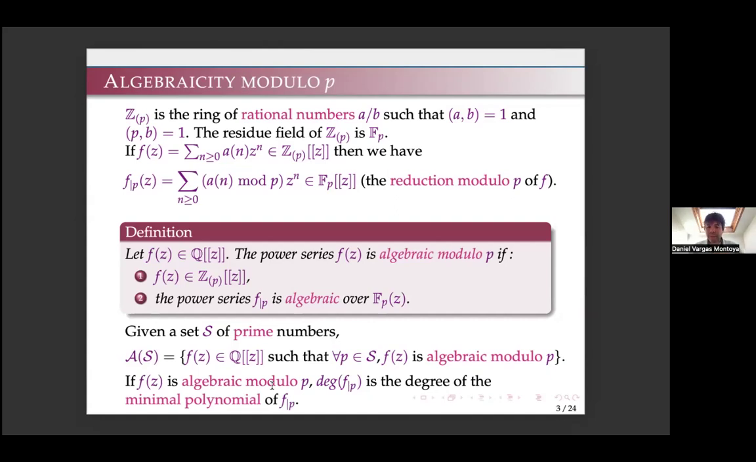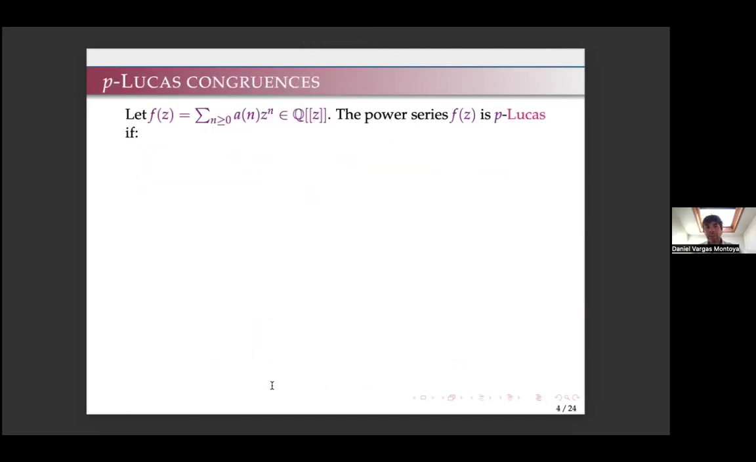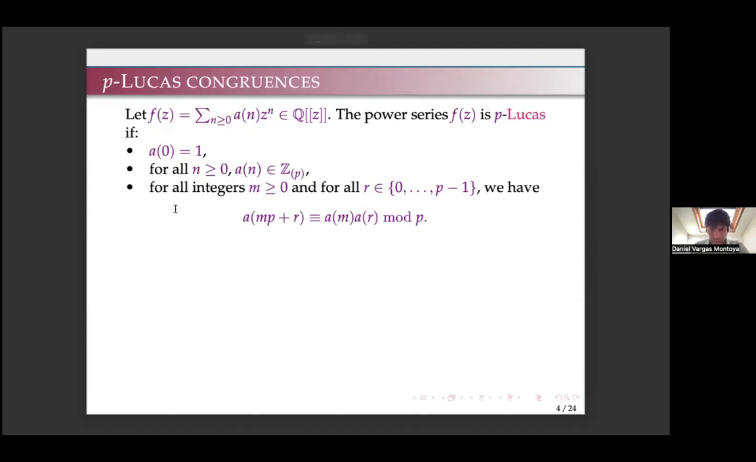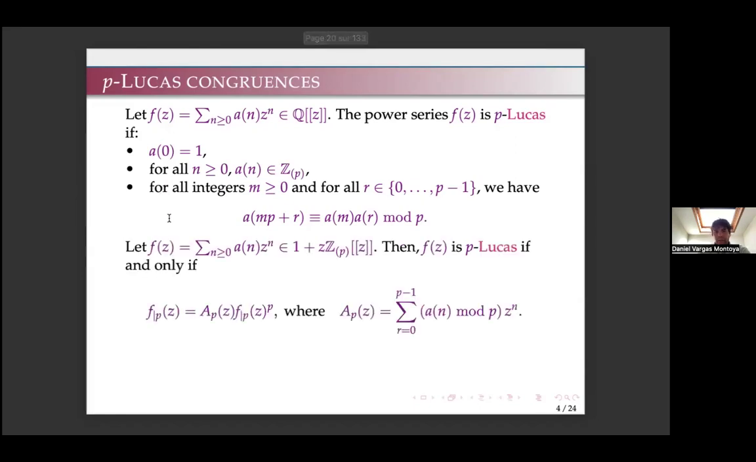So here is the main example of algebraicity modulo P in this talk, and this example is about Pelucas congruences. We say that a power series F is Peluca if the constant term is 1, and if we can reduce F modulo P. And the third condition is the most important condition. This condition says the following thing: for all integers m and for all r between 0 and p minus 1, we have this equality modulo P.